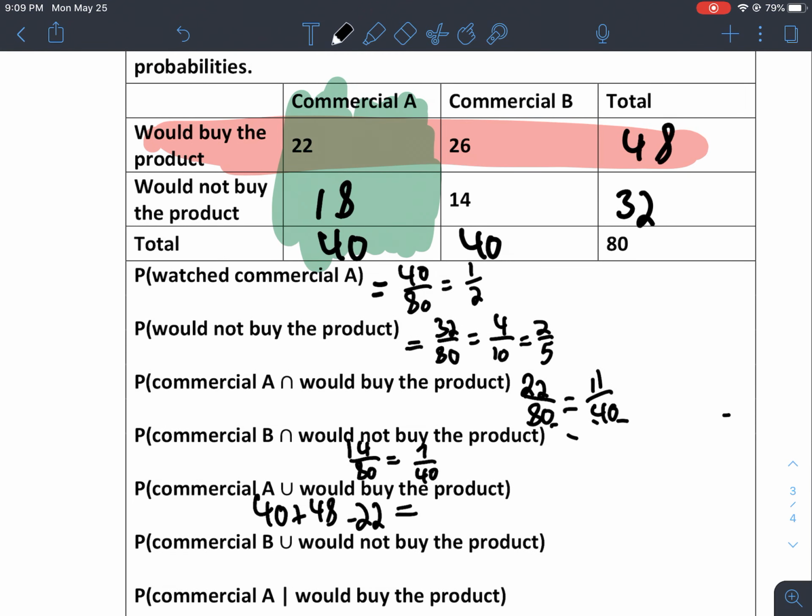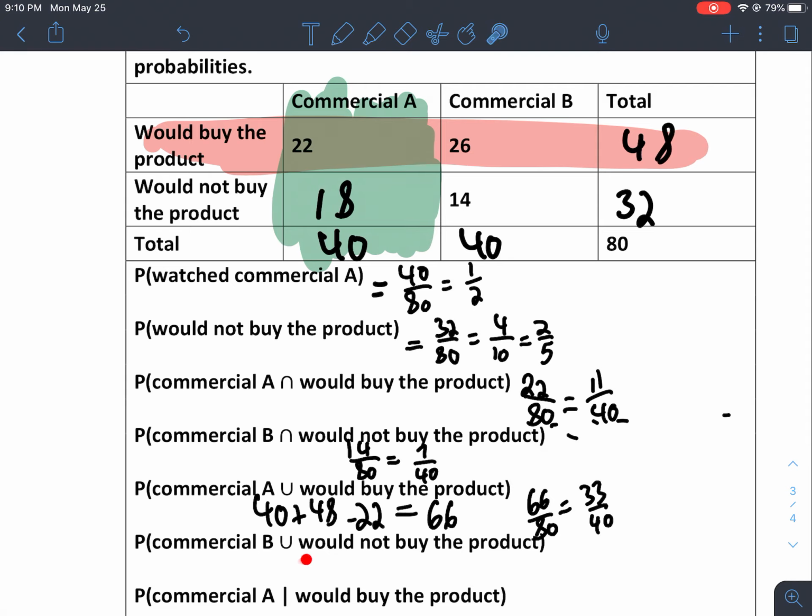Because really what we're doing is adding 22, 26, and 18, but this is kind of our shortcut. So 40 plus 48 minus 22 is going to be 66. That is smaller than our total. That's going to be 66 out of 80, which is 33 out of 40, which is as far as you can go.